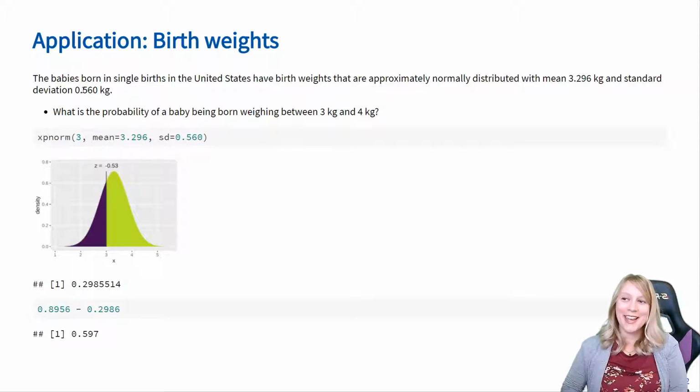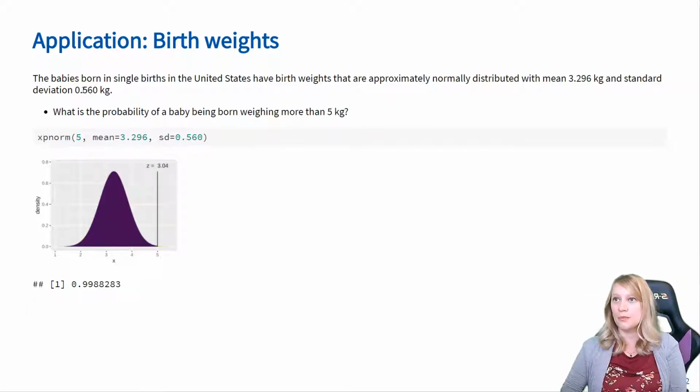So plugging that in here, I've just gone ahead and used R directly as a calculator. We take the previous probability, 0.8956 minus 0.2986, and we get that about 59.6% of babies who are born are somewhere in this 3 to 4 kilogram range.